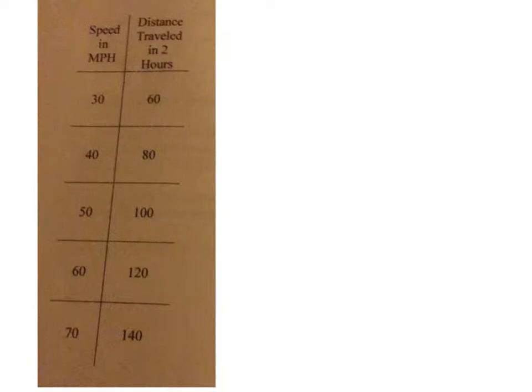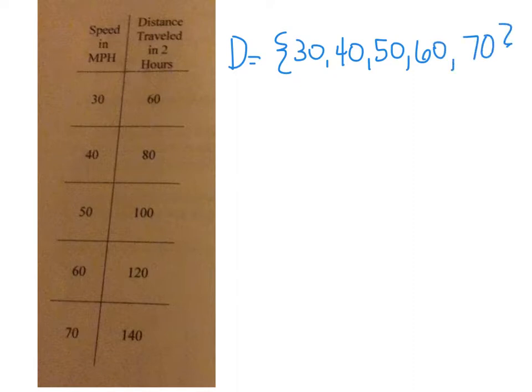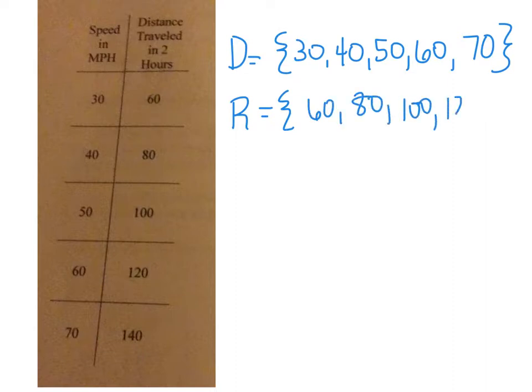So for this table, the domain would be 30, 40, 50, 60, 70. Those are all the elements in the first column. It's the speed in miles per hour. And so if that is your speed, then the distance that you've traveled in 2 hours, that's going to be the range. And that's going to be 60, 80, 100, 120, and 140.